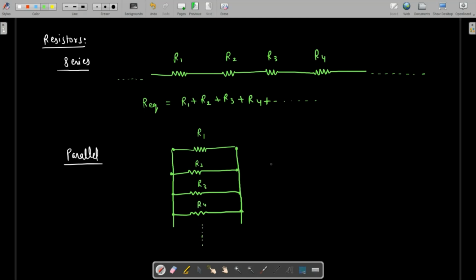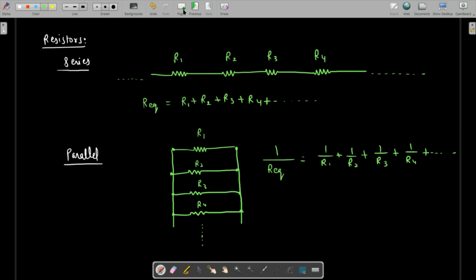Then in this case, the equivalent resistance with which all these resistances can be replaced is given by 1 over R equivalent, that is the reciprocal of the equivalent resistance, is the sum of the reciprocals of all the individual resistances. So that's going to be 1 over R equivalent is 1 over R1 plus 1 over R2 plus 1 over R3 plus 1 over R4 plus so on. So this is how the equivalent resistance looks.